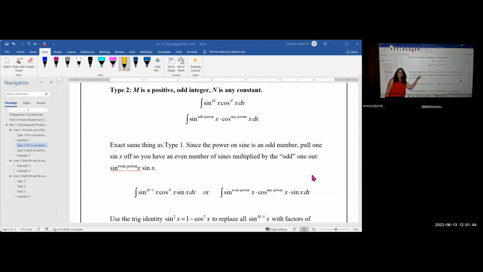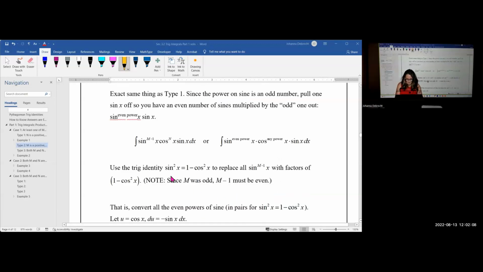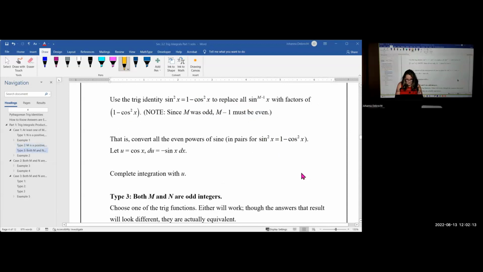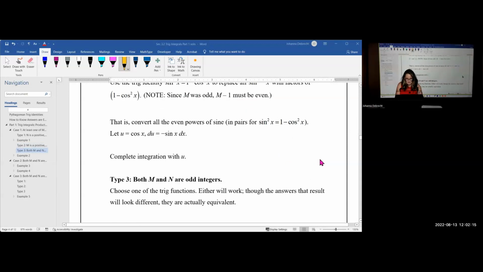That 7th one is going to become a part of du. You're going to take the 6 even powers of sine and you're going to convert them in pairs. If you've got 6, then you've in essence got 3 pairs of sine squared, which you can convert with the Pythagorean identity sine squared plus cosine squared equals 1. So sine squared equals 1 minus cosine squared, which you'll see down here at the bottom of the page. So we're going to replace all those even ones, and then we'll in essence be done.